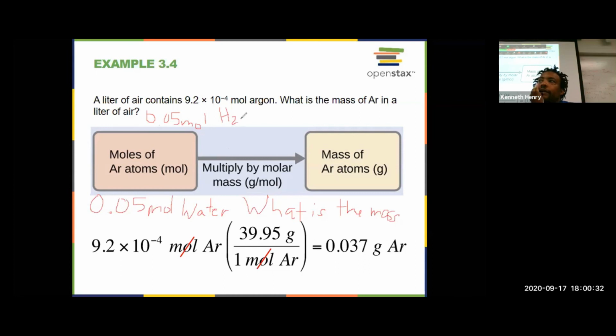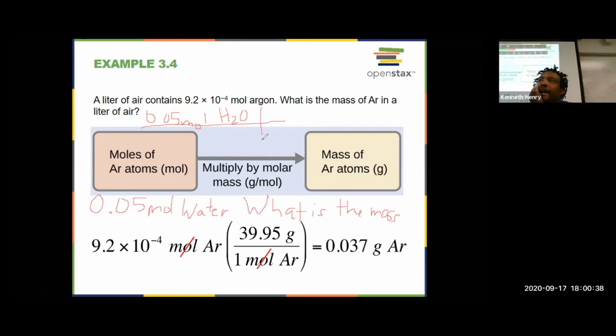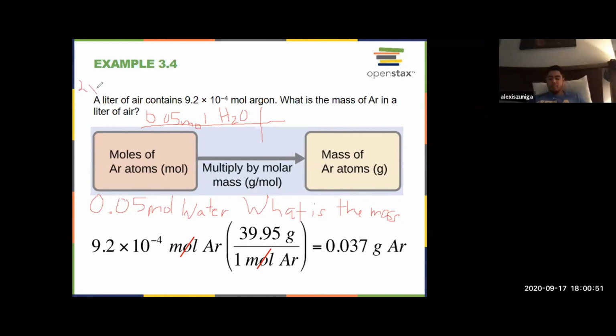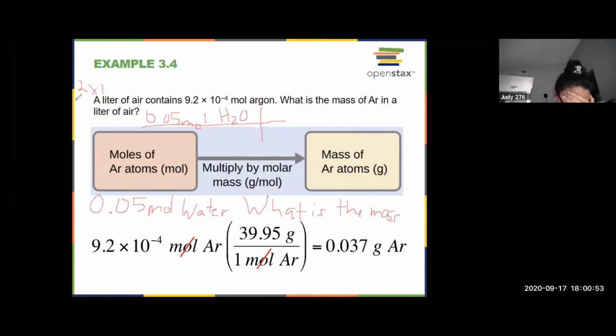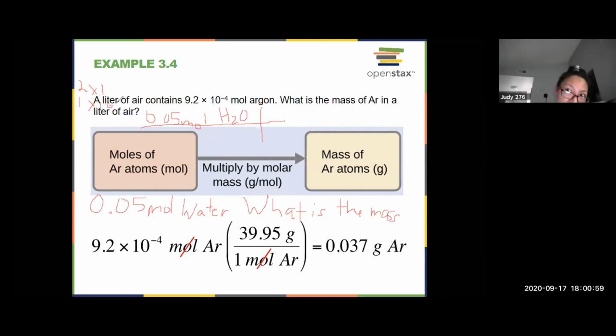Okay, so then what am I going to do with that? Use your molar mass. So what is the molar mass of water and how do I calculate it? Molar mass of water is, you have 2 hydrogens times 1, and 1 times 16 for oxygen. Okay, so then that's going to be a total of 18 grams per mole.